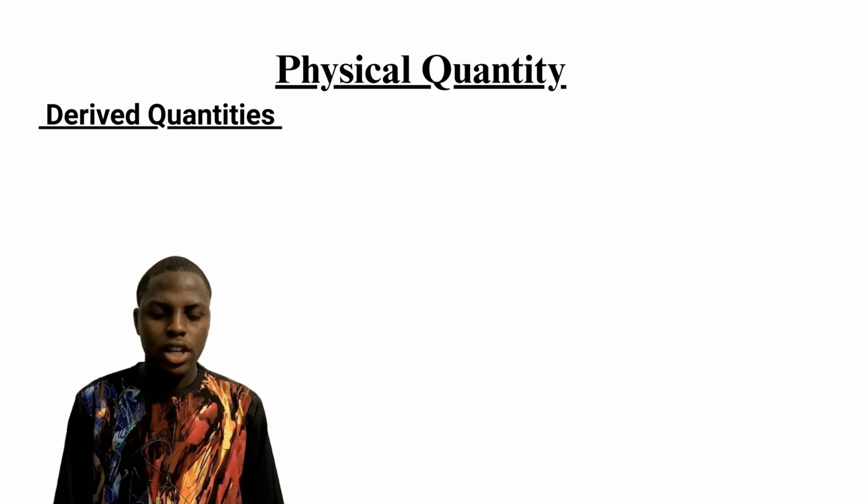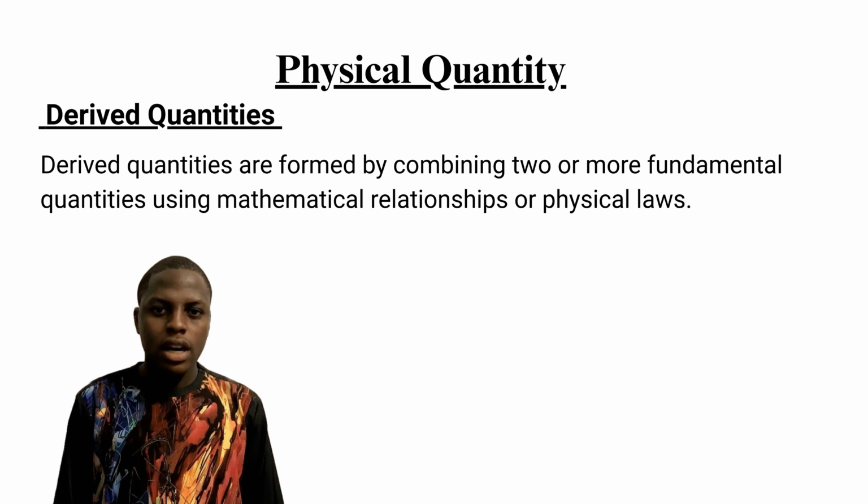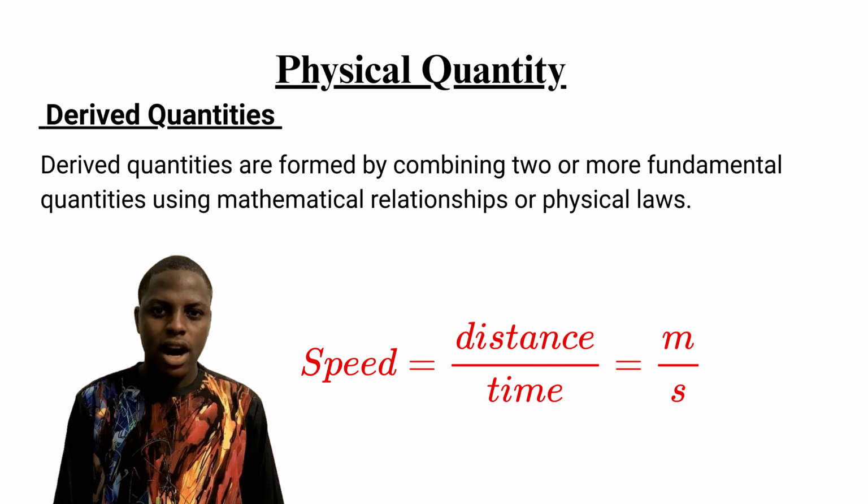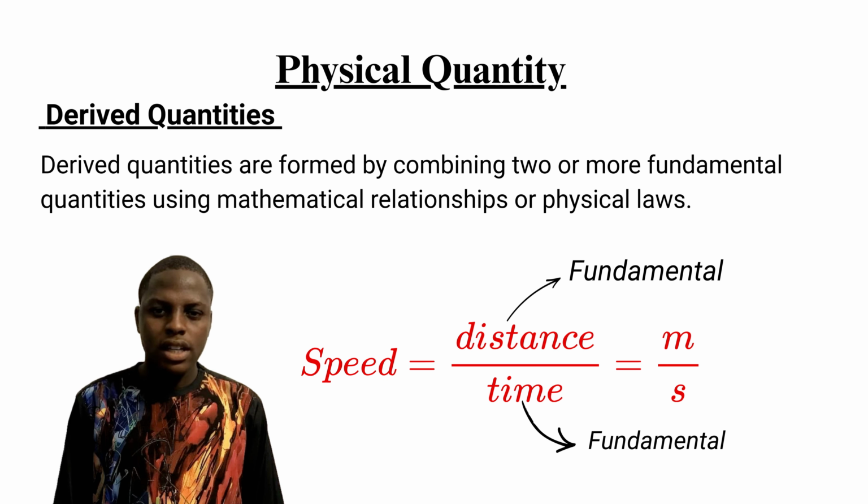Let us look at derived quantities. These are quantities that come from combining 2 or more fundamental quantities using physical laws. For example, speed is distance divided by time. Distance is a fundamental quantity measured in meters. Time is also fundamental, measured in seconds. So the unit of speed becomes meters per second.